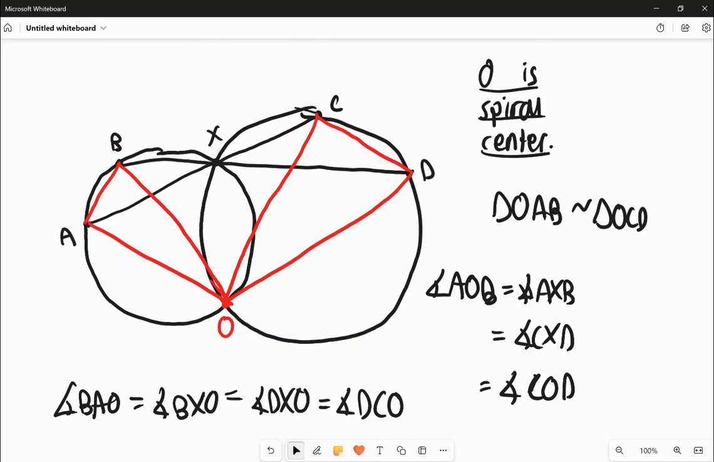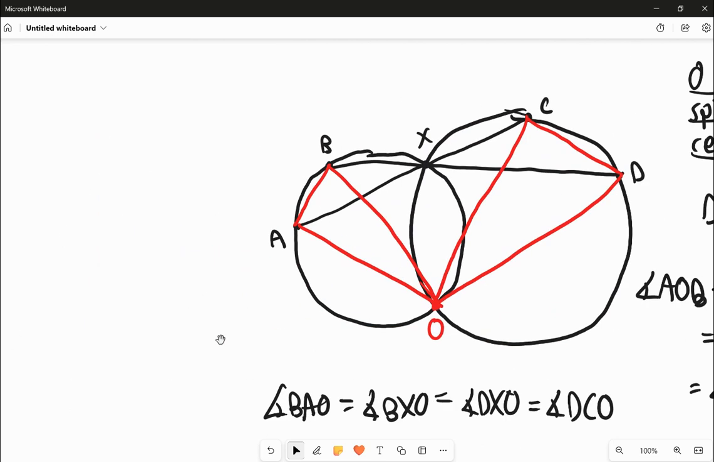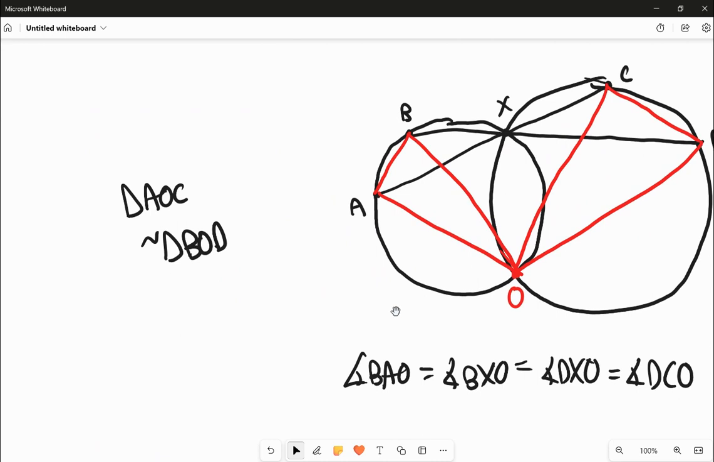But there's more to the story, actually. On top of that, we have triangle AOC is similar to triangle BOD. In other words, O is a spiral center mapping AC to BD. So how can we get started on proving this? Well, it's another simple angle chase. We might want to do CAO and ACO.